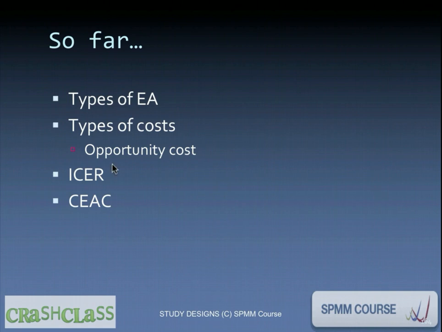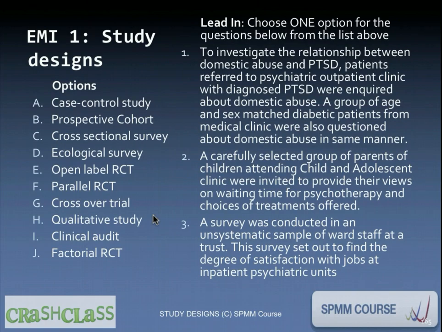So far we have looked at types of economic analysis, types of cost, opportunity cost in particular, ICER and CEAC. Now let's move on to EMIs. EMI 1, study designs. So you have several choices A to J and you have 3 questions. First question, choose one option for the questions below. To investigate the relationship between domestic abuse and PTSD, patients referred to a psychiatric outpatient clinic with diagnosed PTSD were inquired about domestic abuse. A group of age and sex matched diabetic patients from a medical clinic were also questioned about domestic abuse in the same manner.